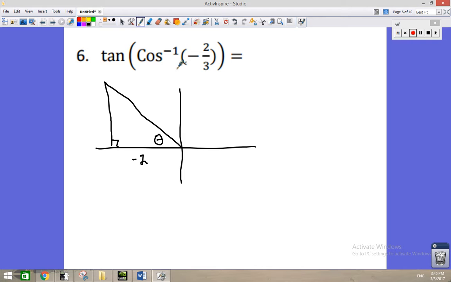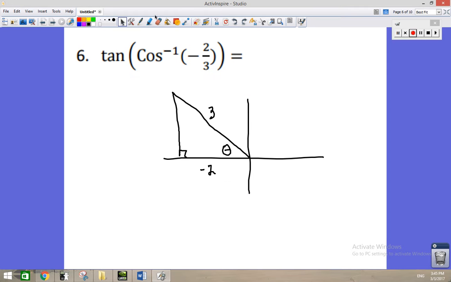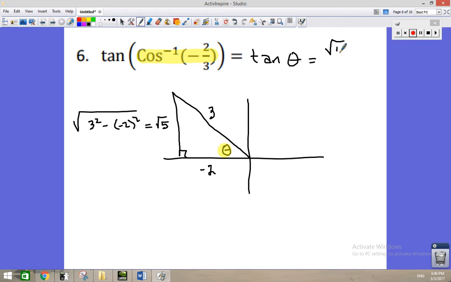The adjacent leg, let it be negative 2. The hypotenuse, let it be 3. From the Pythagorean theorem, the length of this missing side is the square root of 3 squared minus negative 2 squared. 9 minus 4, this is radical 5. So, since this inverse cosine is theta, this composite function is asking us to determine the tangent of theta, which is radical 5 divided by negative 2.